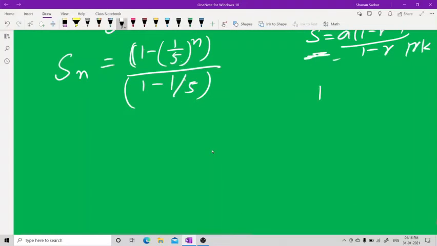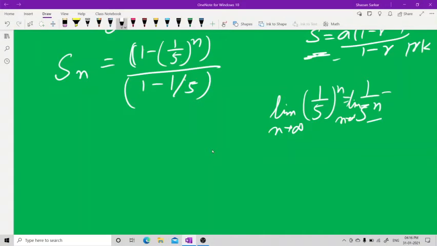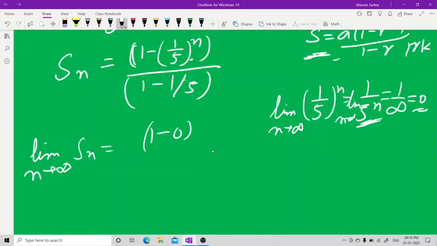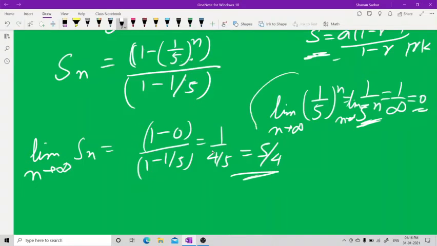See, 1 by 5 to the whole to the power of n can be written as 1 by 5 to the power of n. In the limit n tending to infinity, this quantity will become 1 upon infinity and hence 0. So that's why this will become 0. So limit n tending to infinity, Sn, is 1 minus 0 upon 1 by 5. So this becomes 1 upon 4 by 5 and this becomes 5 by 4. I hope you have understood the concept.